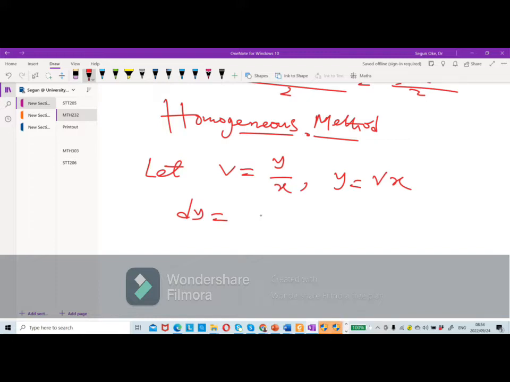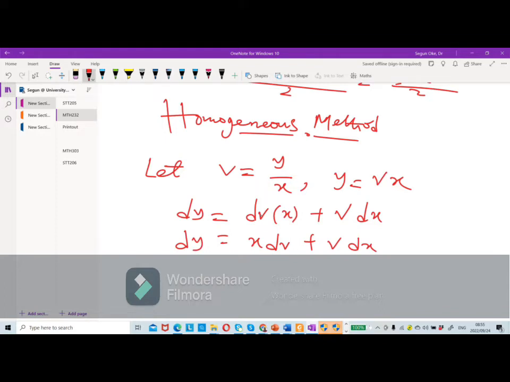Now, I have the y. What is dy now? I hold v constant and differentiate x, then I hold x constant and differentiate v, using the product rule. So which means x dv plus v dx. That is my dy.